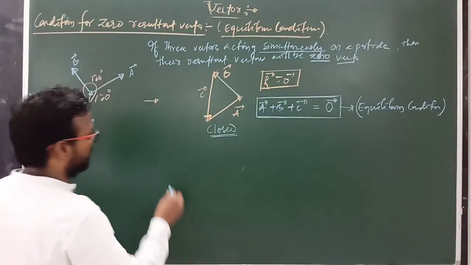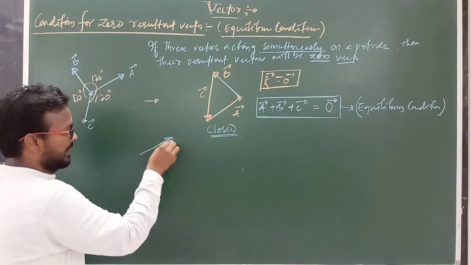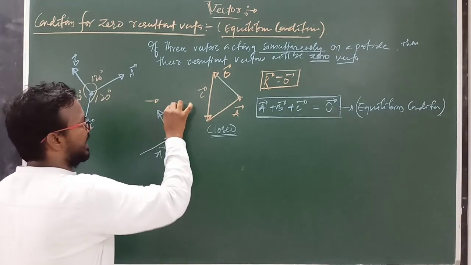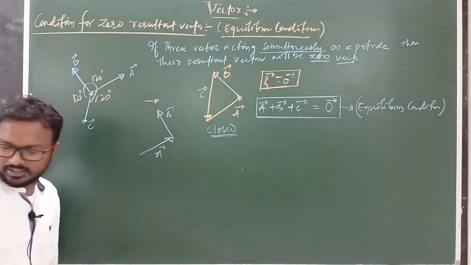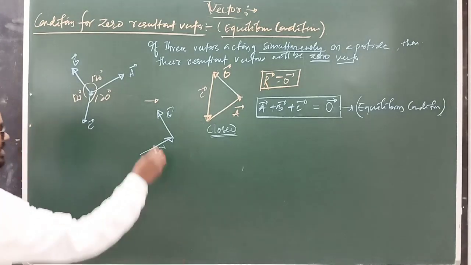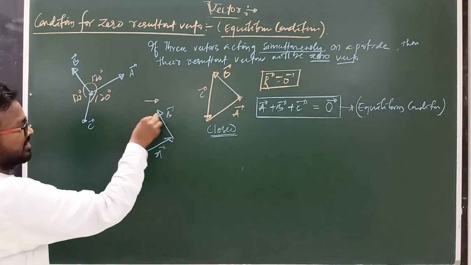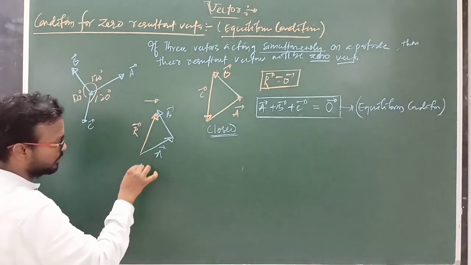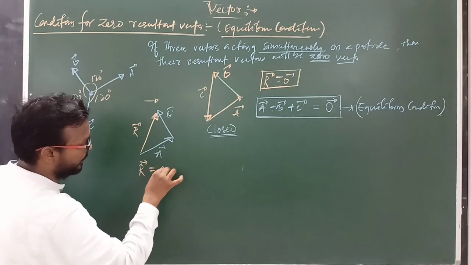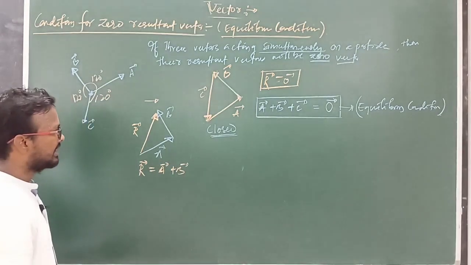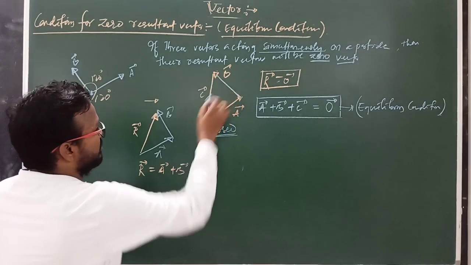Or you can prove it. Suppose there is vector A and another vector B, and find the resultant of these two vectors. Here this is the direction of the resultant vector, which is in the opposite direction, and suppose this resultant vector is R vector. So I am writing here R vector equal to A vector plus B vector. Clear? Okay.